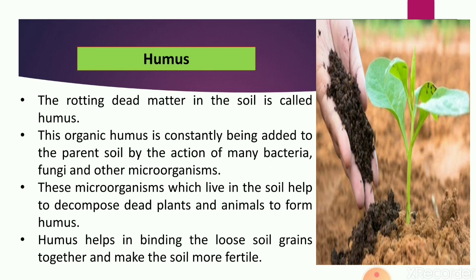These microorganisms are basically bacteria and fungi. They are present in soil, and they help in the making of humus. Humus helps in binding the loose soil grains together, and it makes the soil more fertile, because all that organic matter is made up of nutrients, and those nutrients in a smaller form come as humus. So humus is also very fertile, and it also helps in the absorption of heat in the soil.